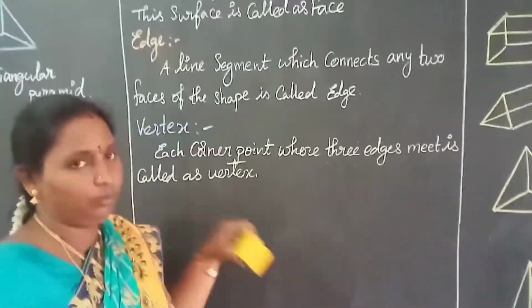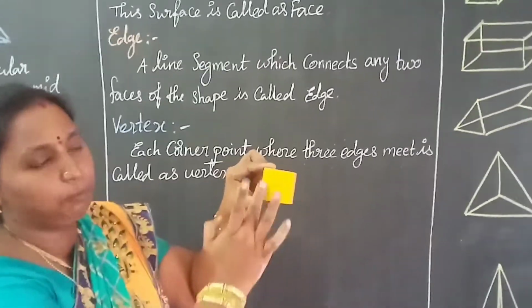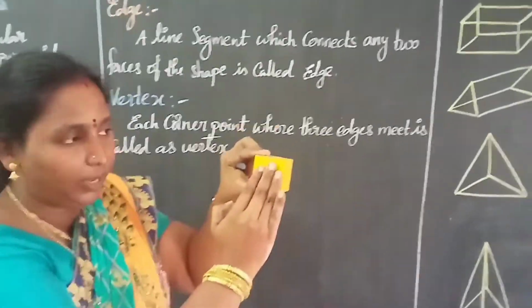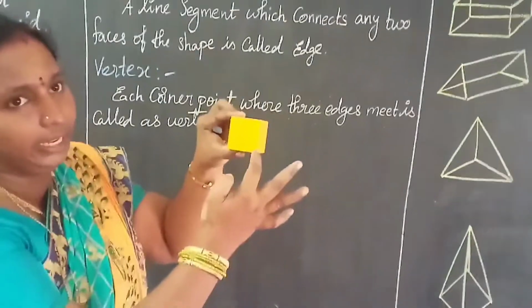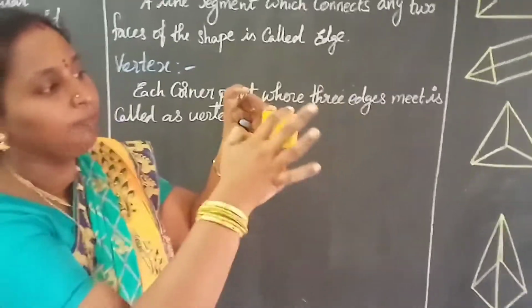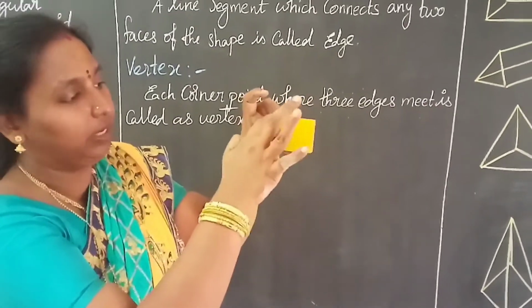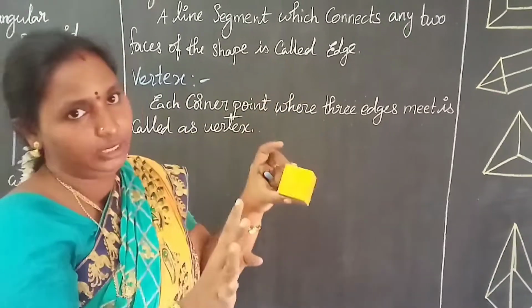So are you clear about this? Face, edge, vertex. I will repeat it again. This plane surface is called a face, and the line segment joined by two faces is called an edge. And at this corner point, three edges are joined at one point, and that point is called a vertex.